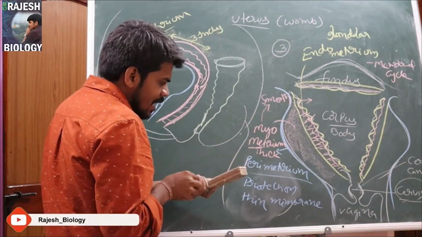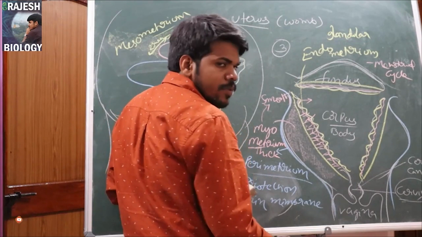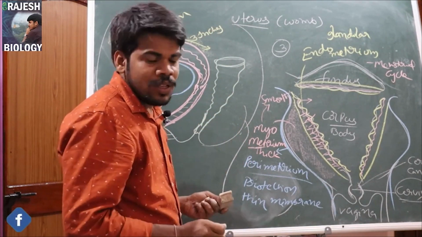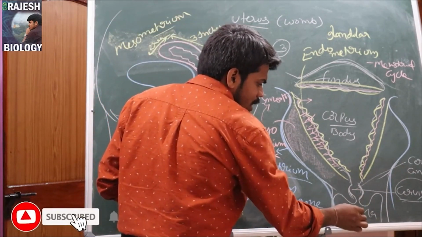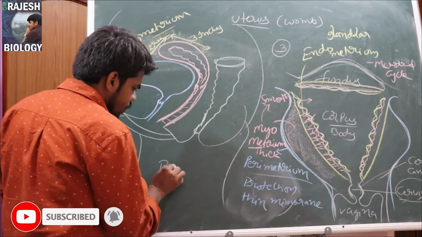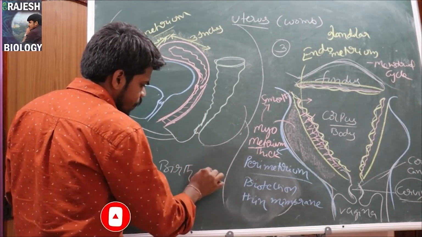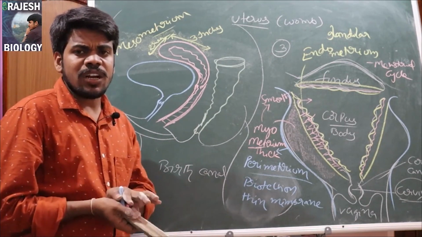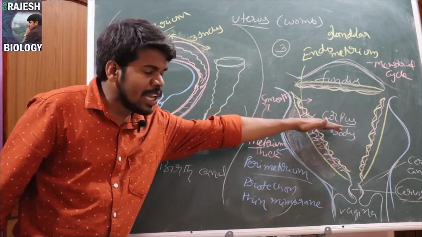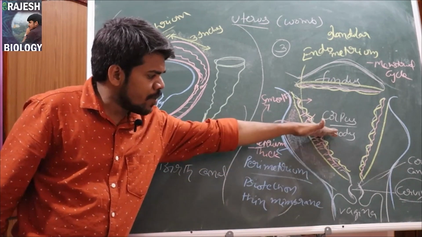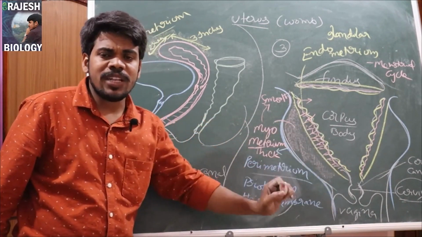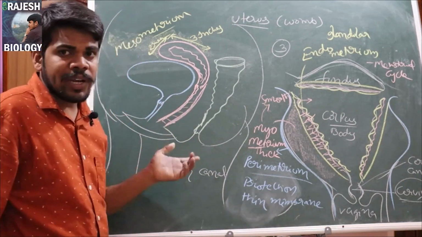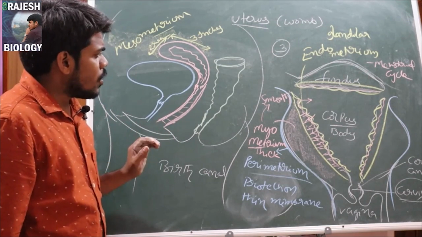That's why the cervical canal along with the vagina, once the baby crosses the cervix, that is the birth of the baby. That's why the cervix with the vagina is called the birth canal. It is called what? Birth canal. Once the baby crosses the cervix, that means baby delivery takes place. Through the birth canal the baby is delivered out. So this is about the uterus.